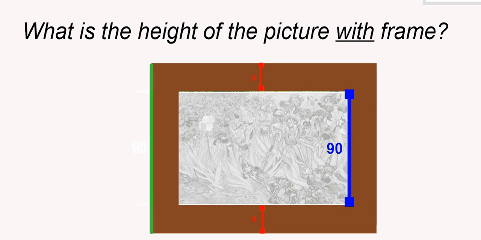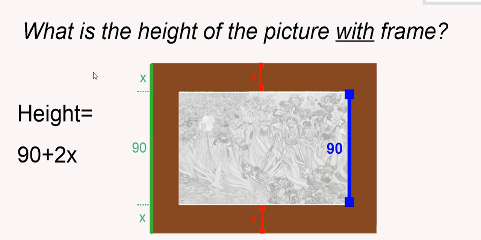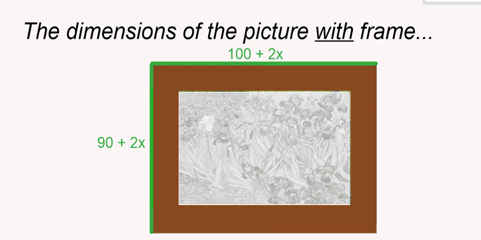Similarly, if we want to know the height of the picture with the frame, so that's the green line here, we can say that we have to go x units, then 90 units, then x units. So again, we start at the corner and we go forward x centimeters, then 90 centimeters where the picture actually is, then x centimeters for the rest of the frame. So we can say that the height is 90 plus 2x centimeters. So that means we now know that the dimensions of the picture, including the frame, are 100 plus 2x by 90 plus 2x in centimeters.